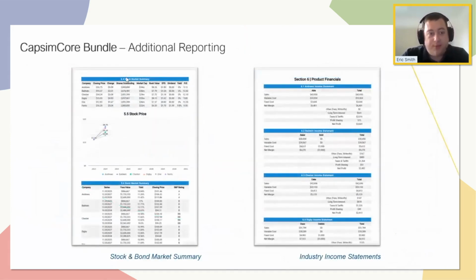As far as additional reports, I mentioned the stock and bond summary. There are also company level financials that you'll find in the core bundle.